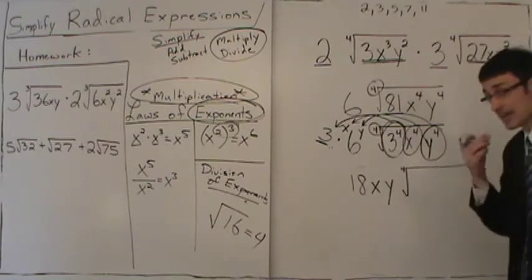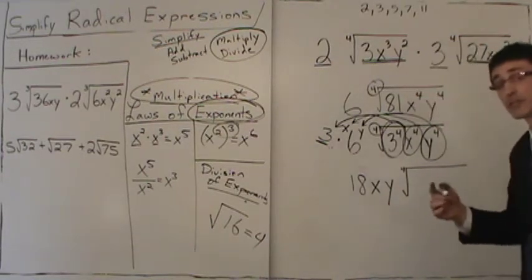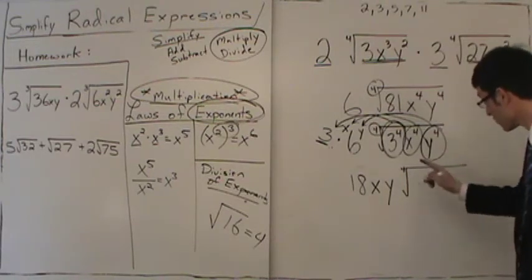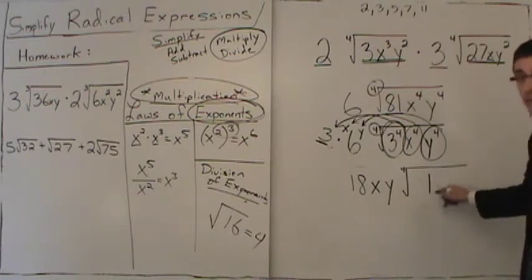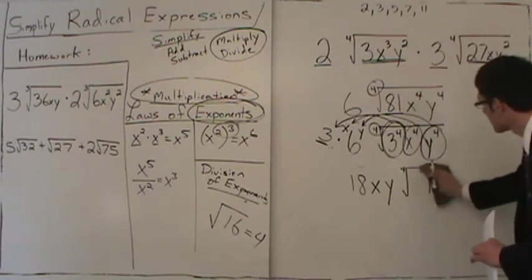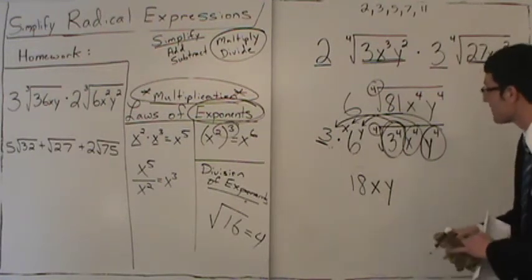Or I should say, when we say nothing, it's the same thing as when we were dealing with multiplication rules. There's a 1 left. Okay, so we don't write this. The fourth root of 1 is 1, and we just ignore it. So if everything comes out, we don't write the radical, and this is your final answer.